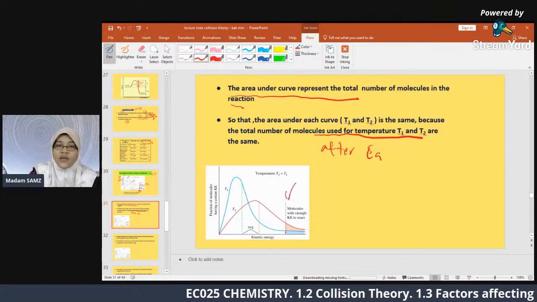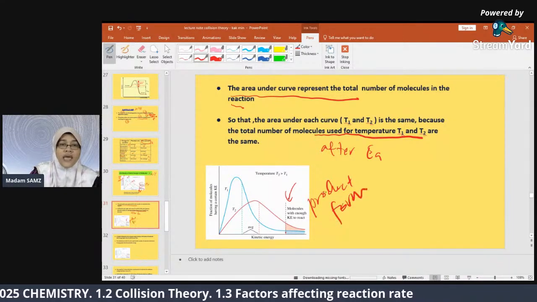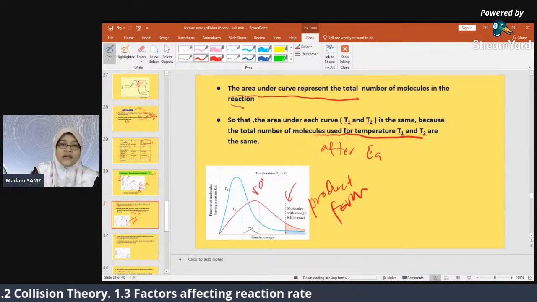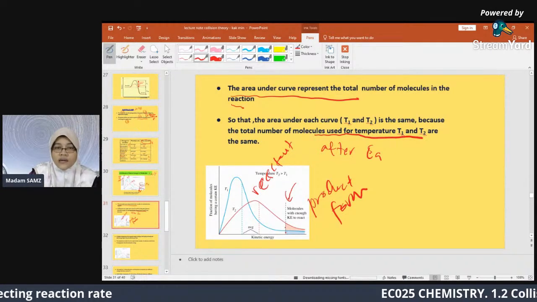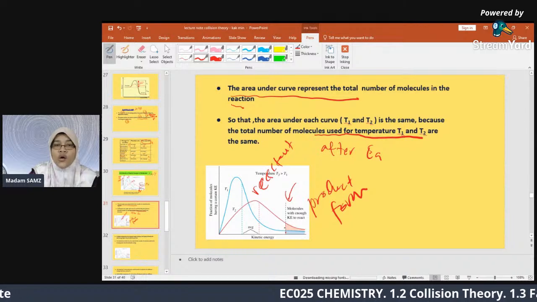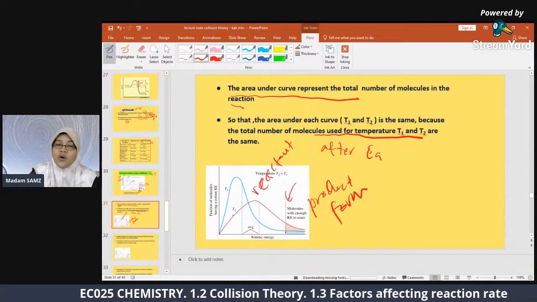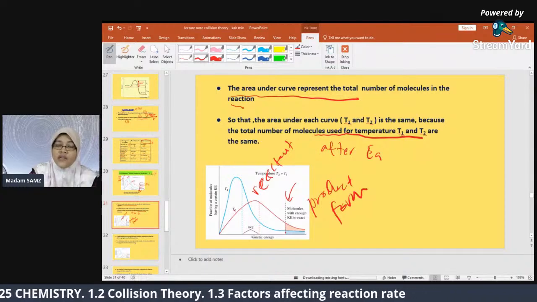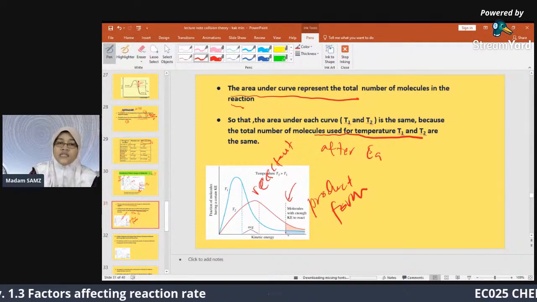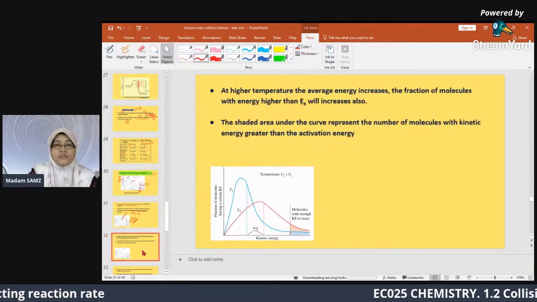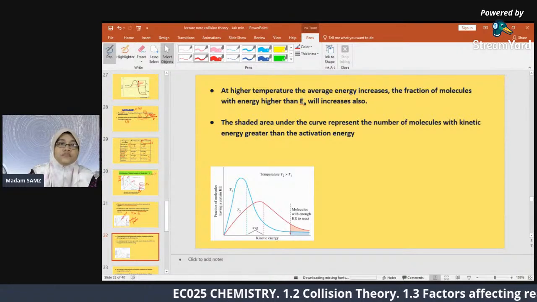Sebab after activation energy, di sini baru produk form. Okay, di sini still lagi reactant. Alright, so here baru kita kata luas bawah graf T2 lebih besar daripada luas bawah graf T1. Maksudnya the number of molecule T2 with higher temperature is more than the number of molecule in T1, exceeding EA. Okay, the next point you boleh explain.